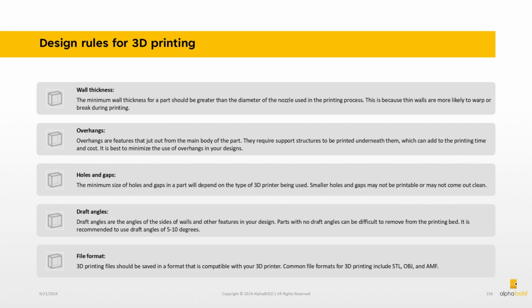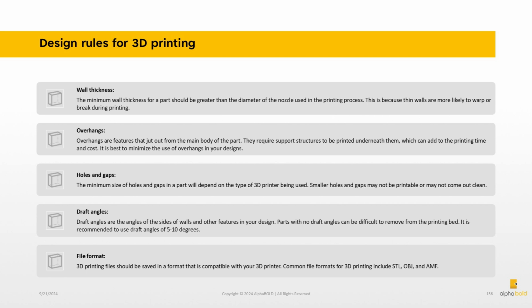Wall thickness. The minimum wall thickness for a part should be greater than the diameter of the nozzle used in the printing process. This is because thin walls are more likely to warp or break during printing. Overhangs. Overhangs are features that jut out from the main body of the part. They require support structures to be printed underneath them, which can add to the printing time and cost. It is best to minimize the use of overhangs in your designs.